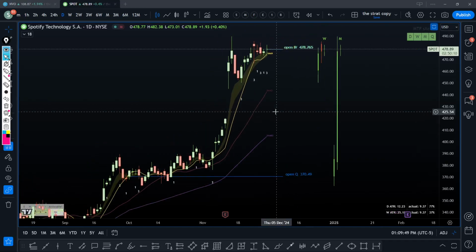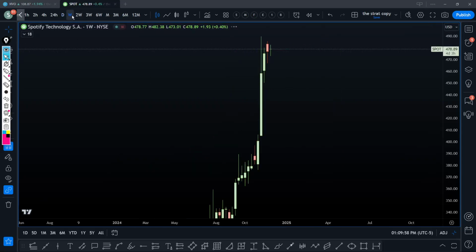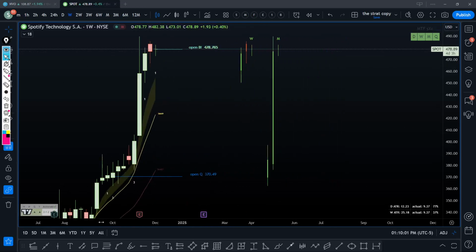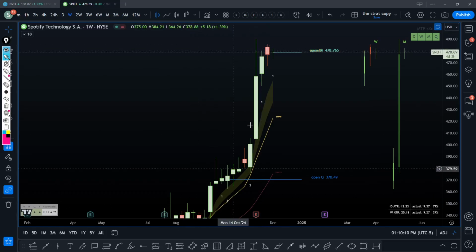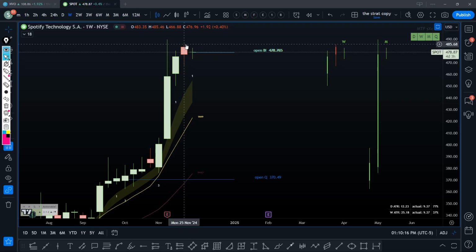All right, so on the week on Shopify, if we just flip to the week, this could potentially be a hanging man, where you have this hammer, especially a red hammer at the top of a run up. That could be an indication that Shopify could be finding a little bit of exhaustion.